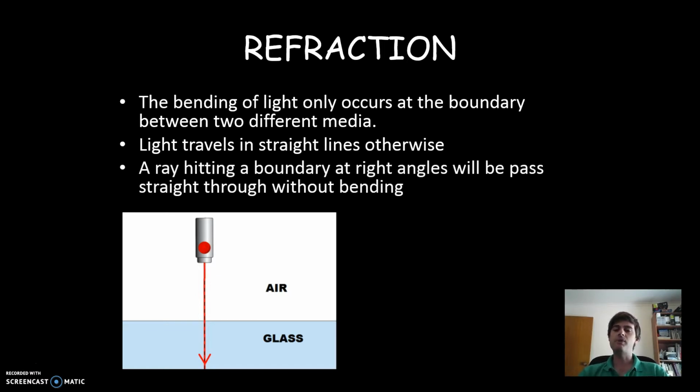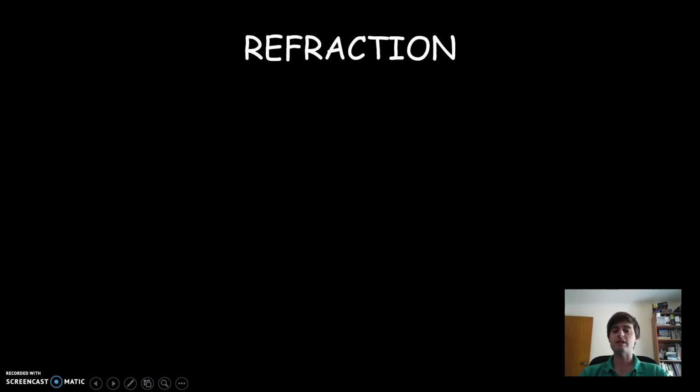Now that will only happen if the light hits the boundary at an angle. If it hits it at exactly 90 degrees, like head on, it will just pass straight through and won't be bent or refracted in any sort of way. So for example here, we have a little diagram showing a beam of light passing from air into glass, and that beam of light is hitting the glass at exactly 90 degrees, so it's just passing straight through without being bent at all. So that's pretty boring.